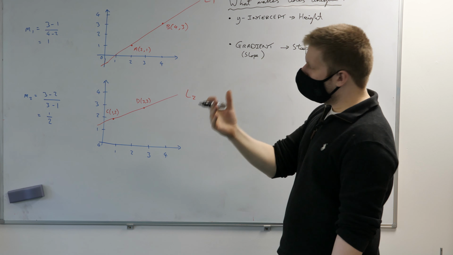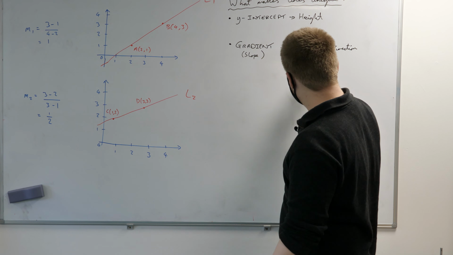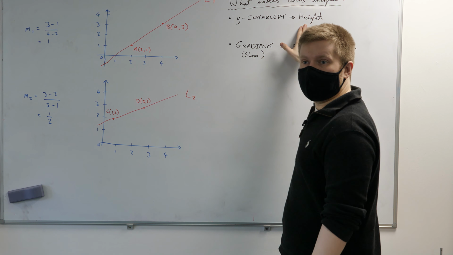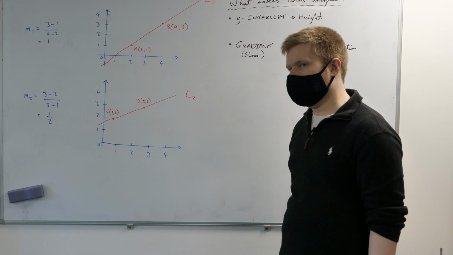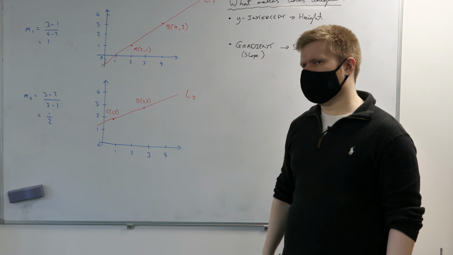But we also said the steepness is not enough. Steepness or the direction of the line is not enough to make sure that lines are different. We can also have lines with different heights. So in other words, we also need to find the y-intercept. Now this reminds me, how do we find the y-intercept?